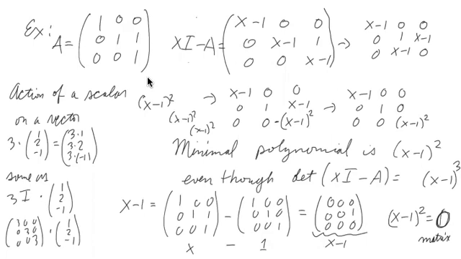Let's take a look at another example of finding a minimal polynomial. If this is our matrix right here, we find xI minus it, and this is another representation of the zero matrix. We do some row and column operations, and we get down to this form right here.